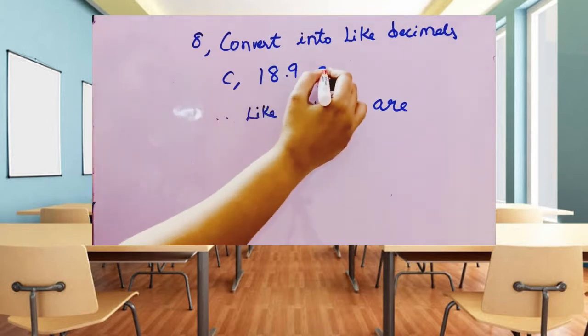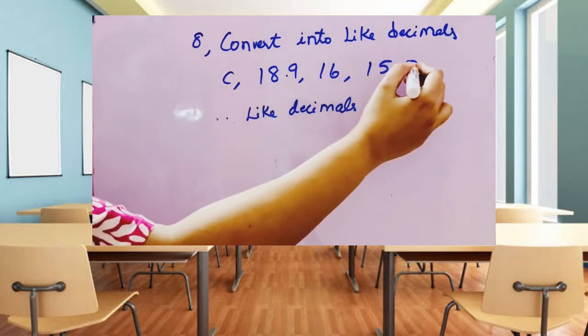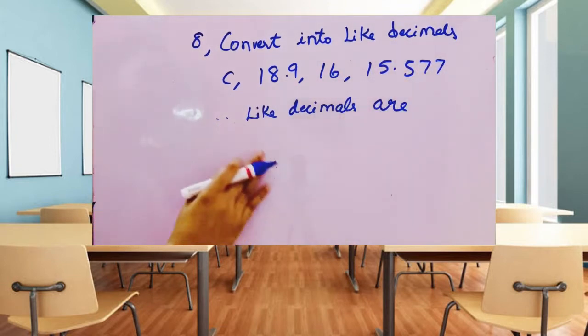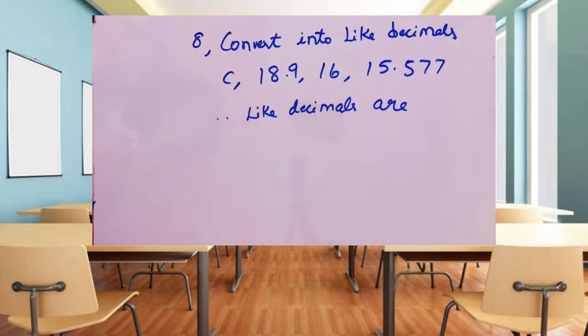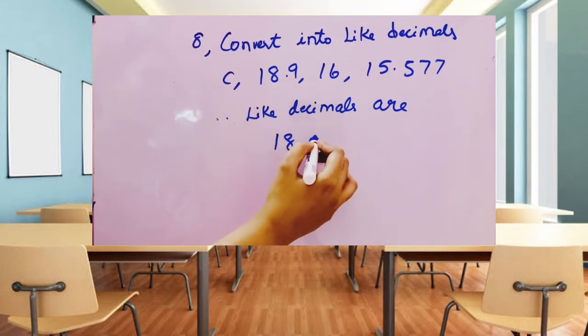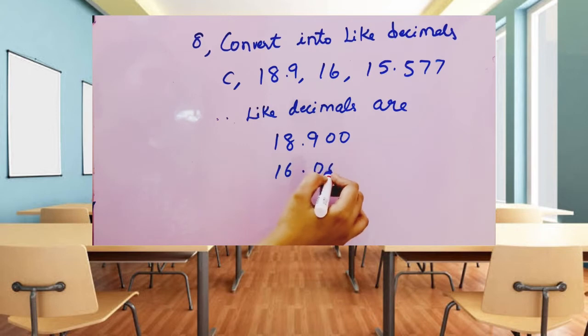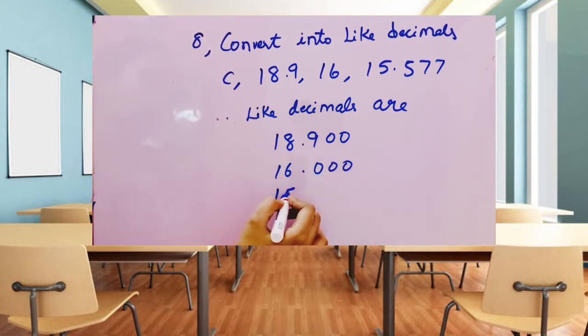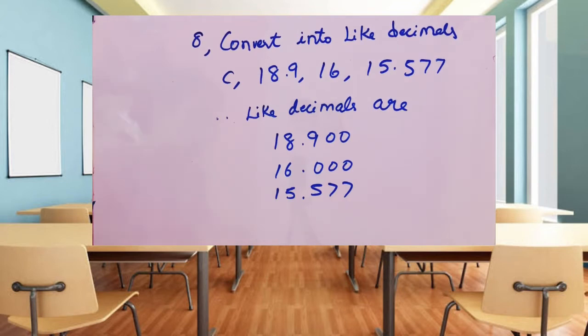18.9, 16, 15.577. Okay, we have 3 digits after the decimal point, so we can write it as 18.900, 16.000, 15.577. Now we are going to see the last sum in the 8th.